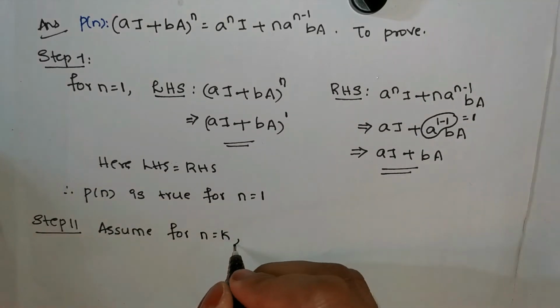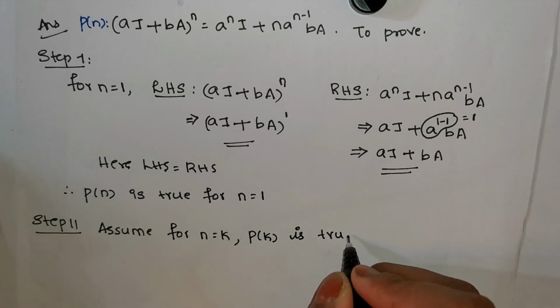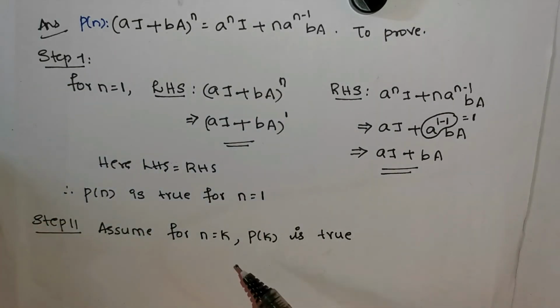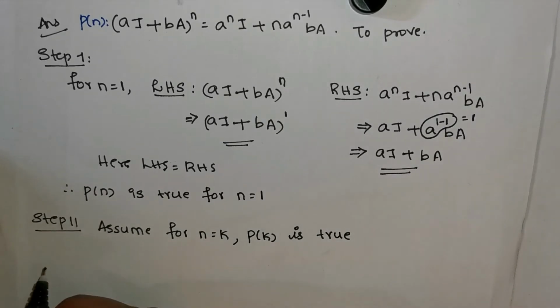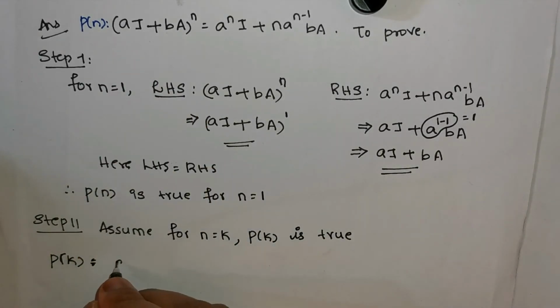We are assuming p of k is true. Okay students, here it was in terms of n. So for n is equal to k it will become p of k. It will be in terms of k. So that's why we are writing p of k. So for n is equal to k, p of k is true. We are assuming. So how will p of k come? P of k is, what is p of k? (aI + bA), so the same thing, (aI + bA) whole raised to what?